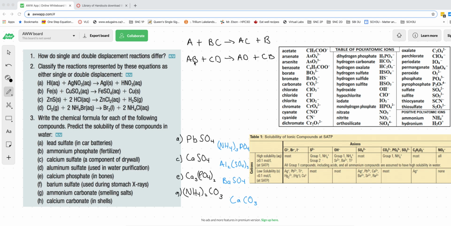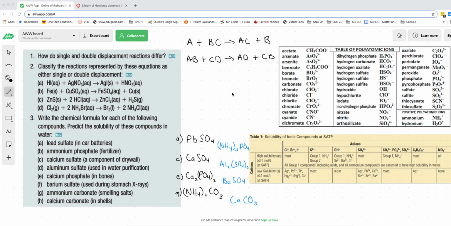For double displacement reactions, it would be AB, so a metal and a non-metal, replacing or switching dance partners with a metal and a non-metal. So A changes with C to become AD, and then B is the non-metal, so C goes first. C is the metal to create CB. And then of course you use this table to predict the states.